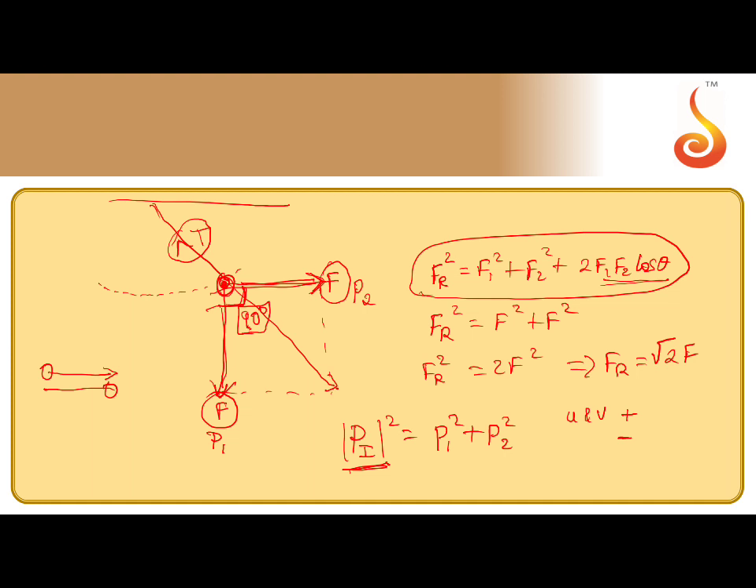Suppose instead of 90, if the angle between the two was 60 or some other angle theta, then this would be 2p1 p2 into cos theta. This is how you find the initial momentum if the two momentums are not in the same direction or not opposite to each other.